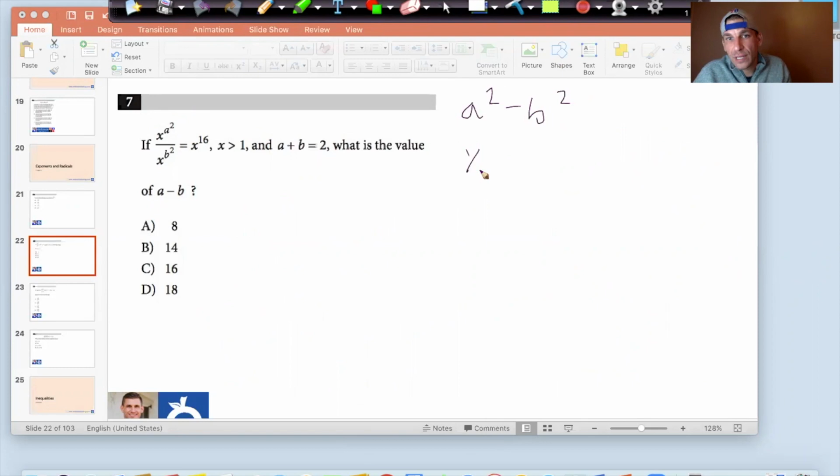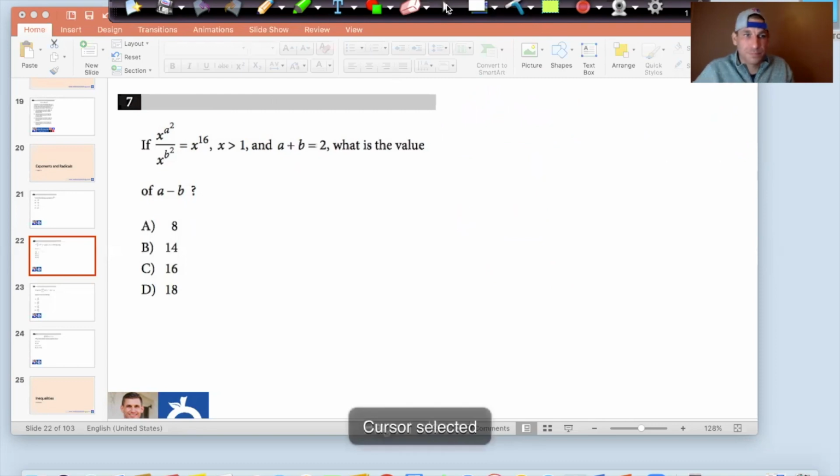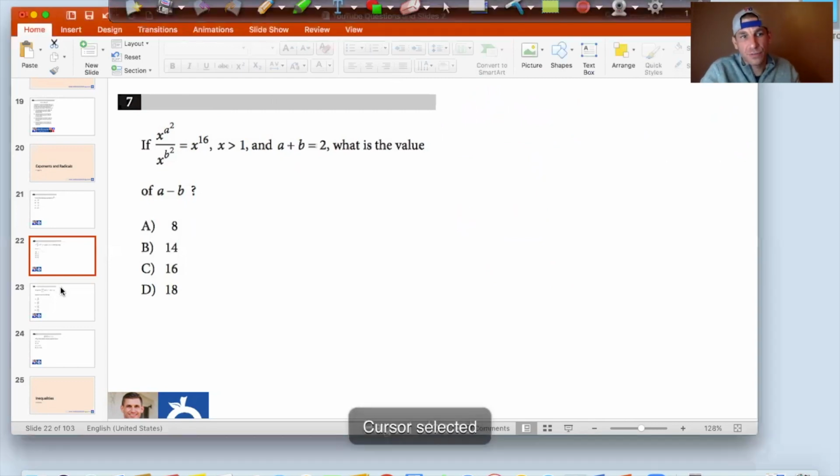Pay attention if you're getting x squared minus 1, x squared minus 9, x squared minus 16. Watch out for perfect squares. Watch out for variables with no middle term that you'll see here. This could also be u squared minus t squared, which I've seen in other problems. And watch out for perfect squares. That is a huge indicator that you're going to use difference of squares on the SAT, and the ACT too, for that matter.